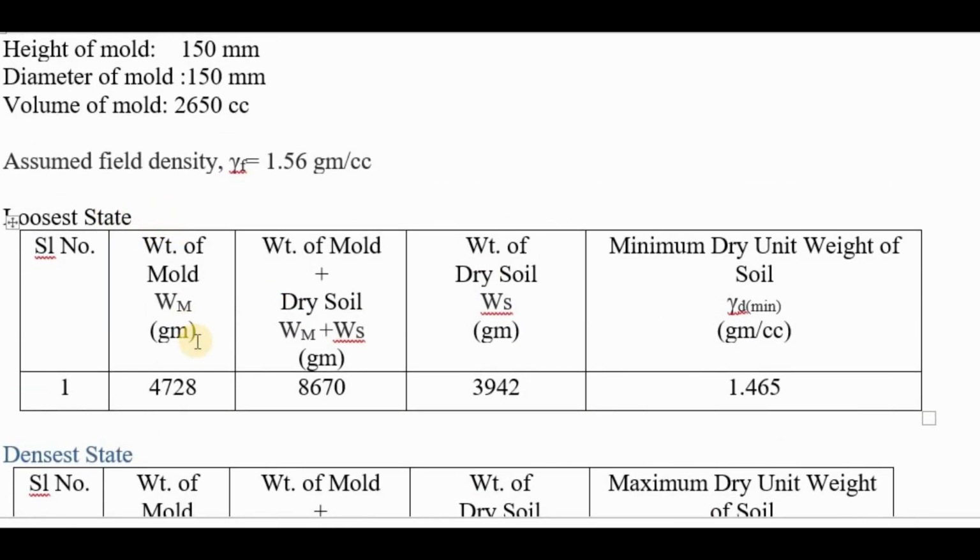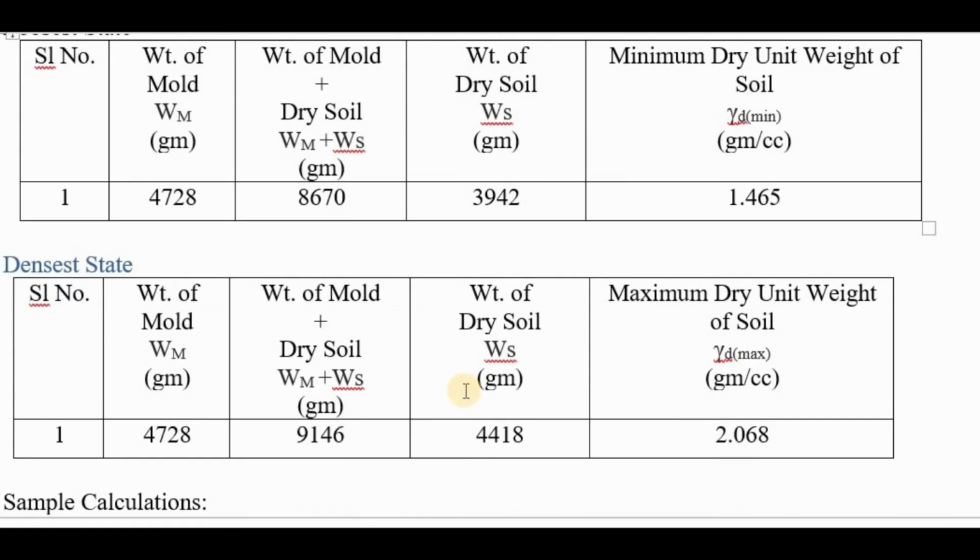In the loose state, we found in our video that the weight of the mold was 4728 gram and the weight of the mold plus dry soil was 8670 gram. If we subtract this value from this value, we can get the weight of dry soil, that means 3942 gram. Simultaneously, we can find the weight of the dry soil for the densest state and the value is 4418 gram.